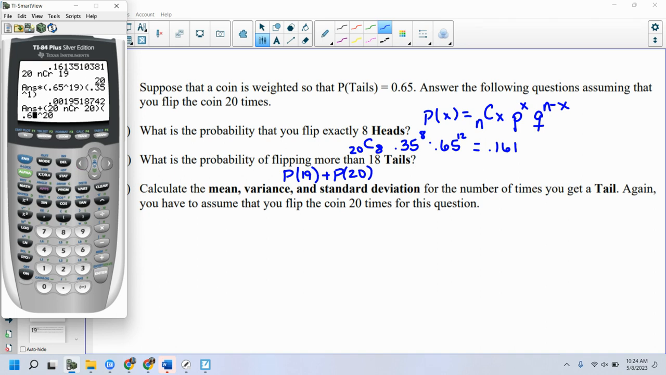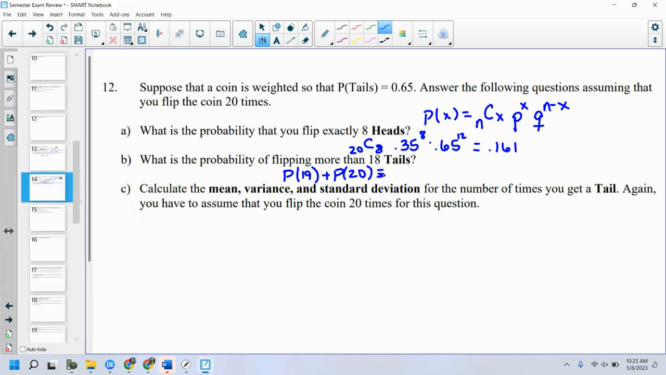This is what tails, not heads. 0.65 to the 20th power. And then we would multiply by 0.35 to the 20 minus 20. But anything to the 0 power is 1. So add that together. The grand total of all of these added together is super low, 0.002. A 0.2% chance of happening. Questions about that? Because again, even if the coin is weighted, getting 19 or 20 out of 20 all with heads or all with tails is unlikely.